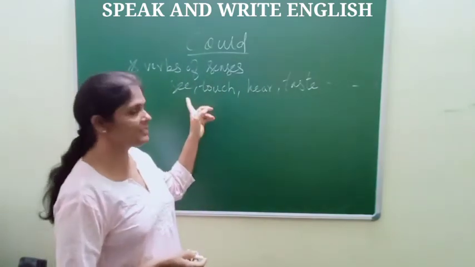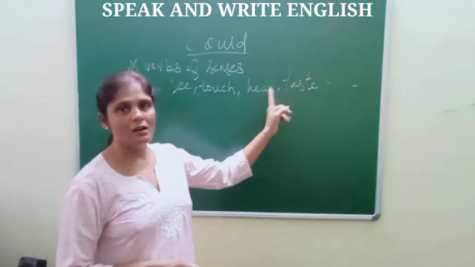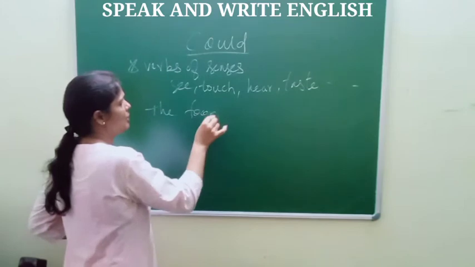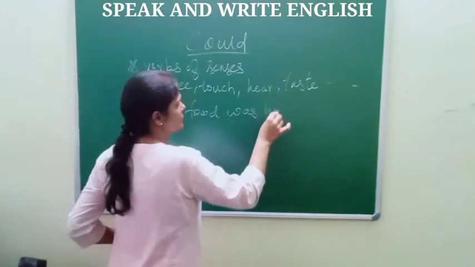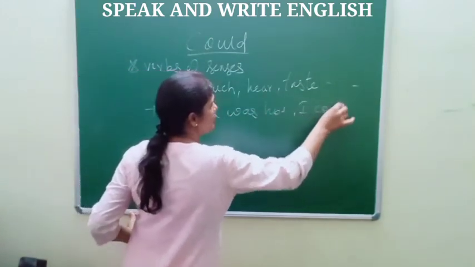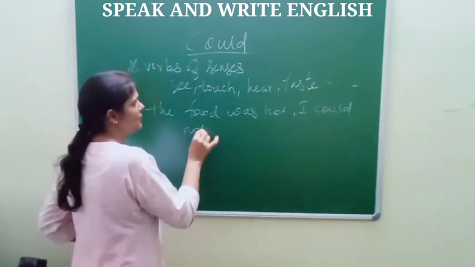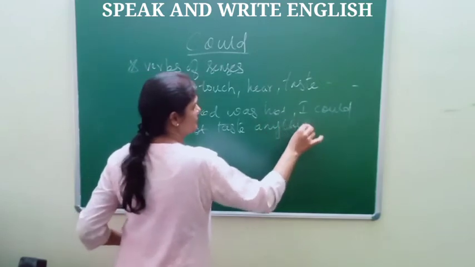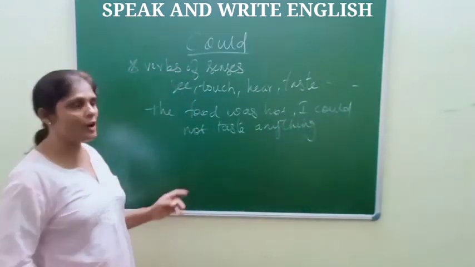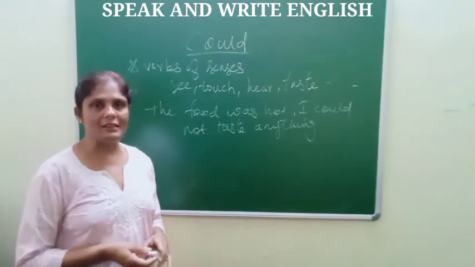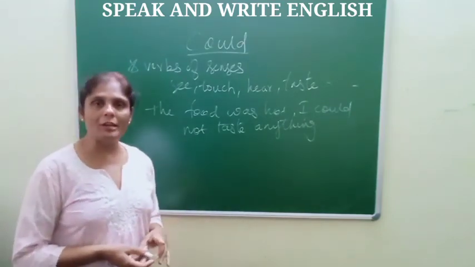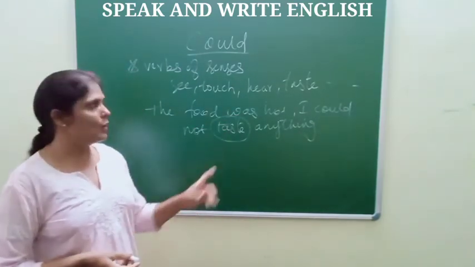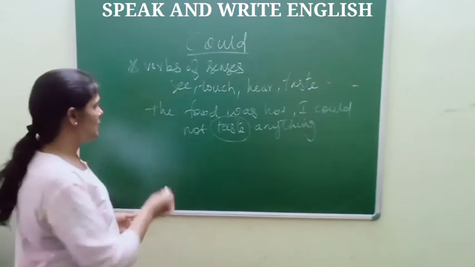For example, see, touch, hear, taste. For example, the food was hot. I could not taste anything. The food was hot. I could not taste anything. As the food was hot, you were not able to taste anything. So, with the verbs of senses also, we can make use of the modal could.